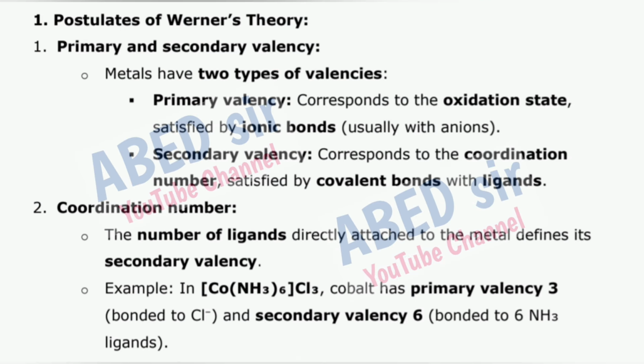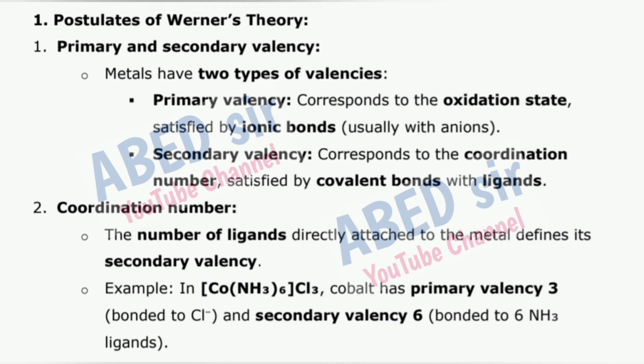1. Postulates of Werner's theory. 1. Primary and secondary valency. Metals have two types of valencies. Primary valency corresponds to the oxidation state, satisfied by ionic bonds, usually with anions. Secondary valency corresponds to the coordination number, satisfied by covalent bonds with ligands.